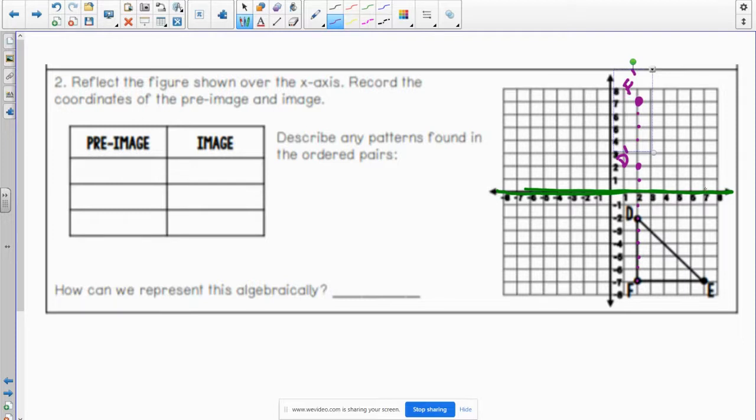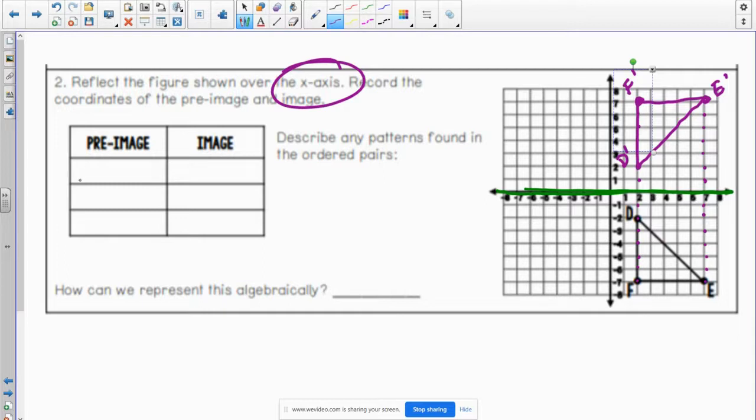And then E is 1, 2, 3, 4, 5, 6, 7 away. So E prime will be 7 away. E prime. Then take your straight edge. I'll try to do my best here. And there is your reflection over the x-axis. Okay, so it's like a mirror image. In elementary, you probably called it symmetry, where you would fold on that line. It'd be the same thing on both sides.